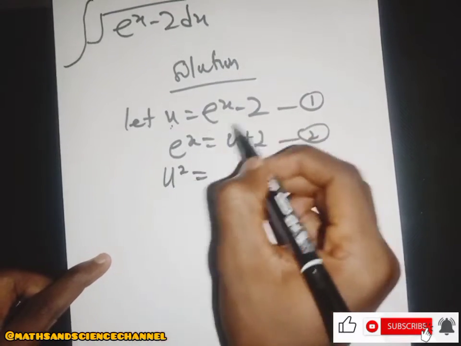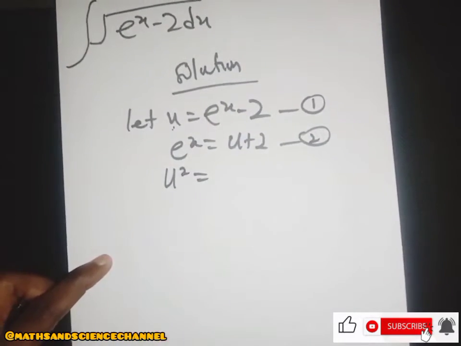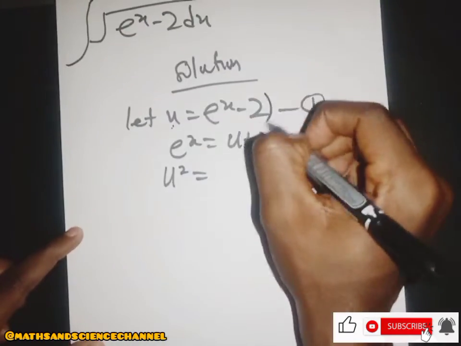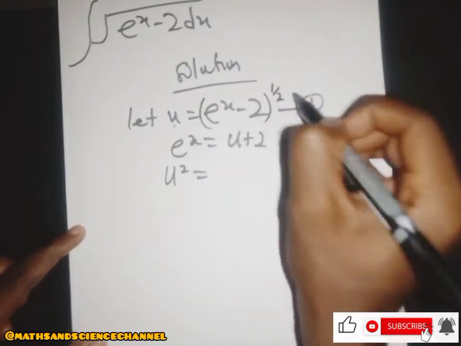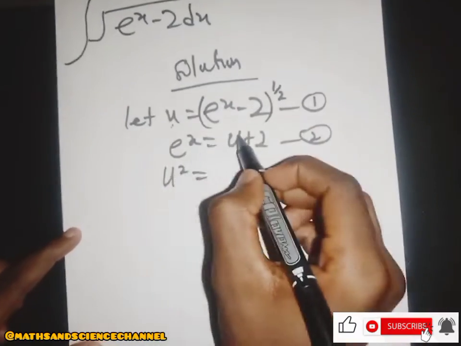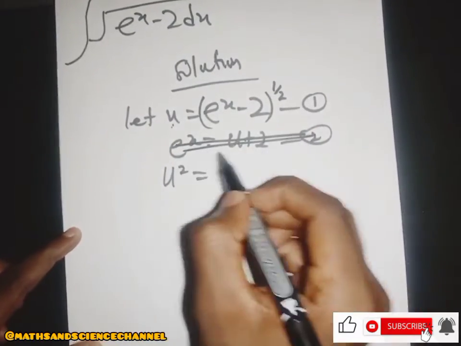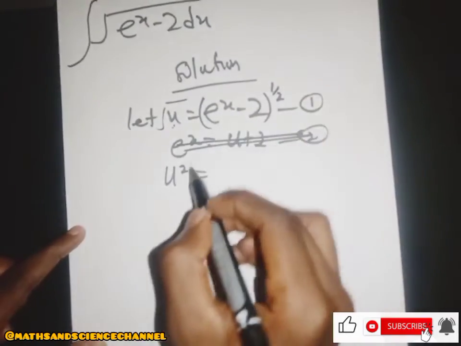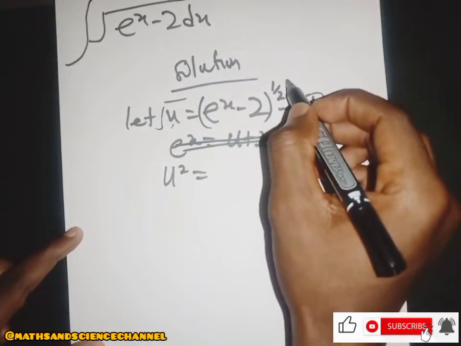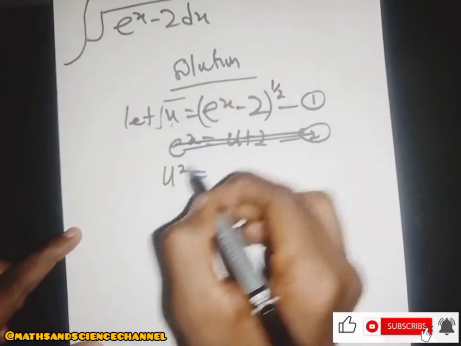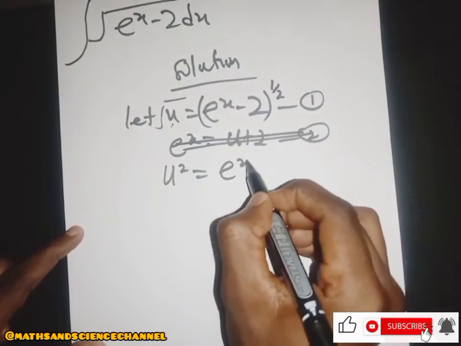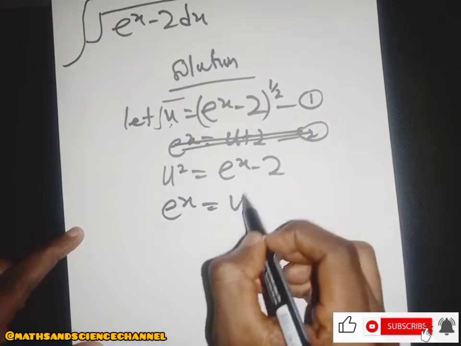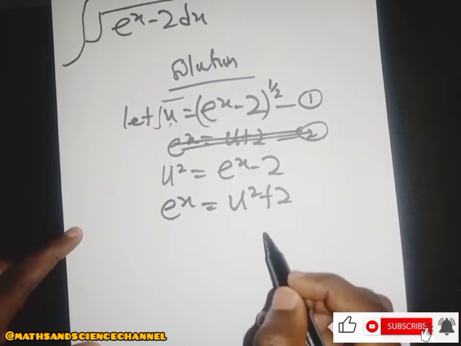here will just be, alright, so this is half. We bring the half, 1 over 2. So from here we square both sides. When we square, we have u squared and we have e to the power s minus 2 here. So basically e to the power s will be u squared plus 2 in this case, right?